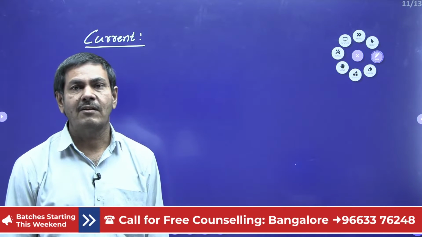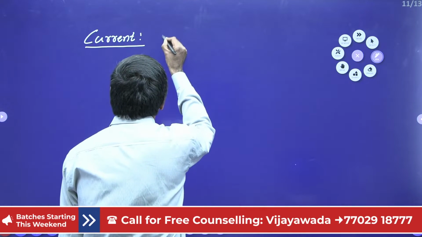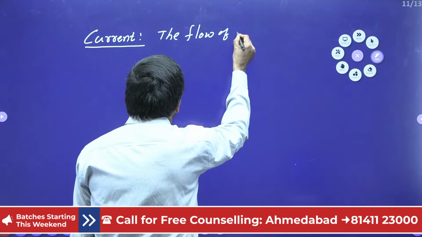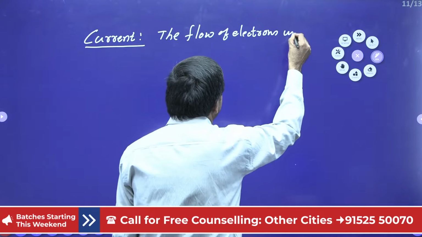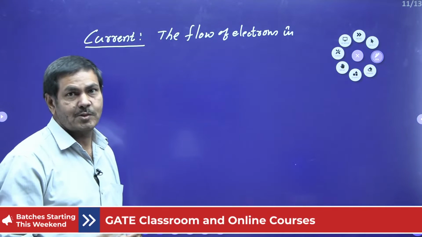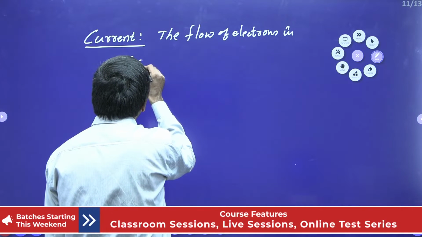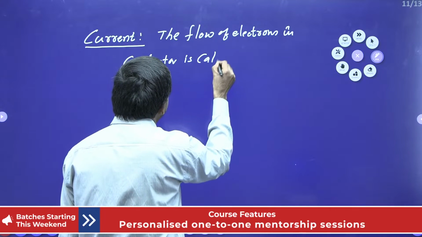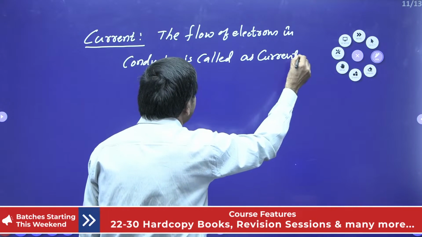The flow of electrons in a conductor is called current only, that is the definition. But it is network analysis, that is why we say in a conductor. In a semiconductor also it is possible, but that is a different story. The flow of electrons in a conductor is called current. This is the definition of the current.